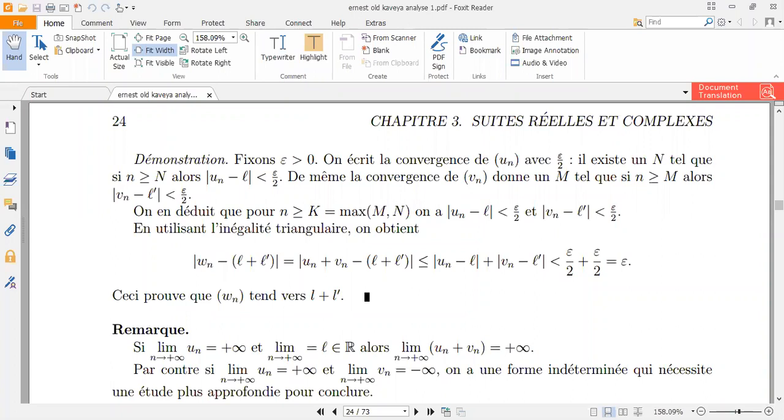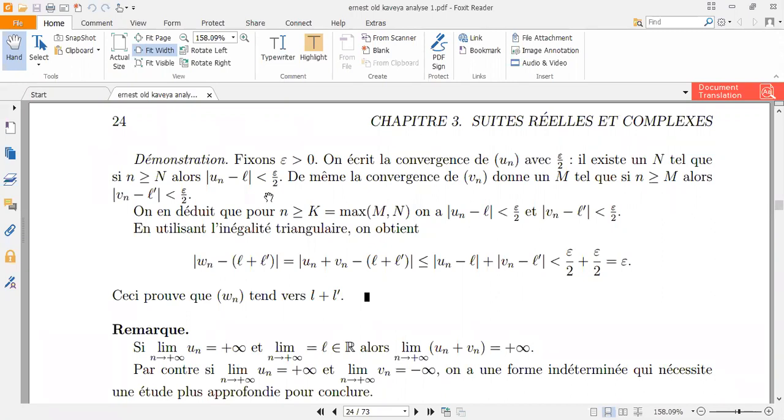And then we've also been told that the suite Un minus its limit L, when you find the modulus of the suite Un minus the limit L, whatever you find should be less than the convergence of the same suite, which is equal to epsilon over 2. This part here.